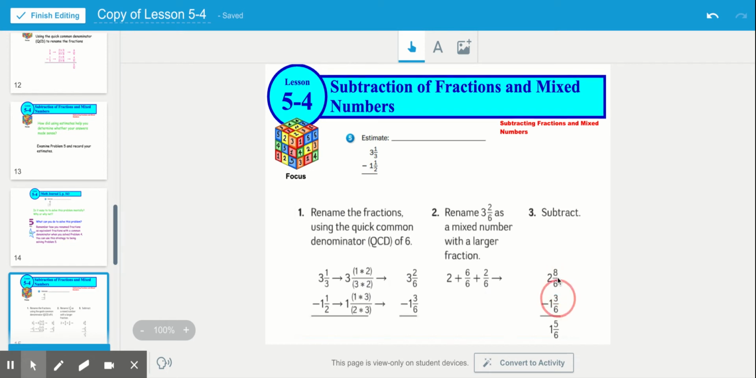Now I can take 2 8/6 minus 1 3/6. 8 minus 3 is 5. The denominator of 6 stays. 2 minus 1 is 1. We get a final answer of 1 5/6.